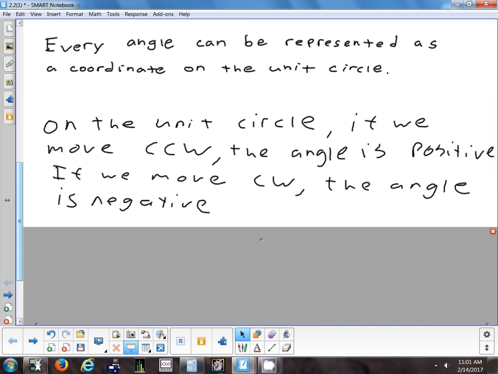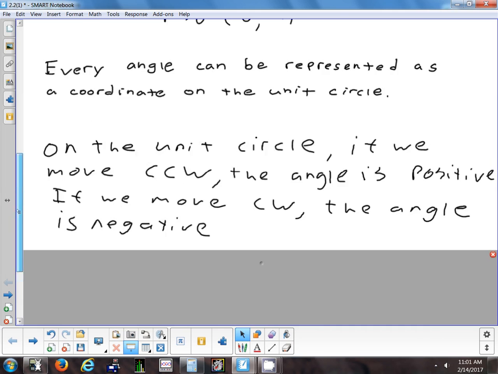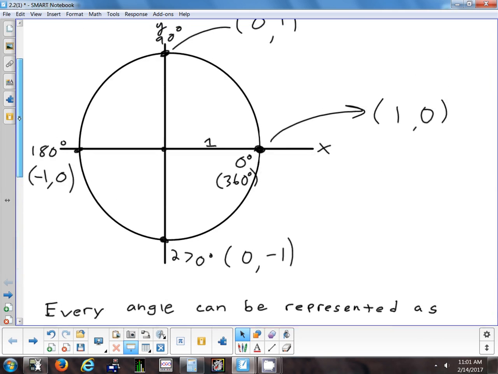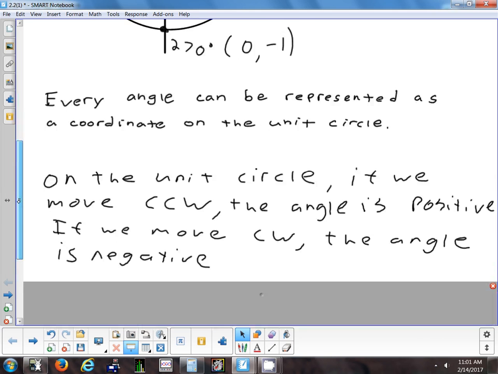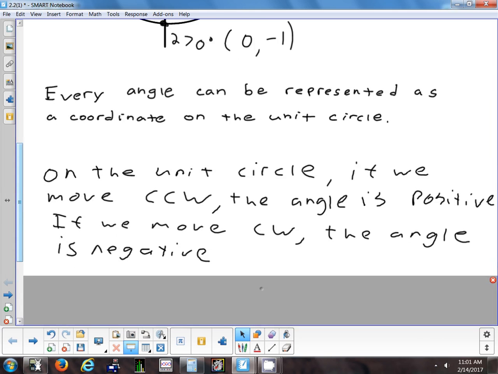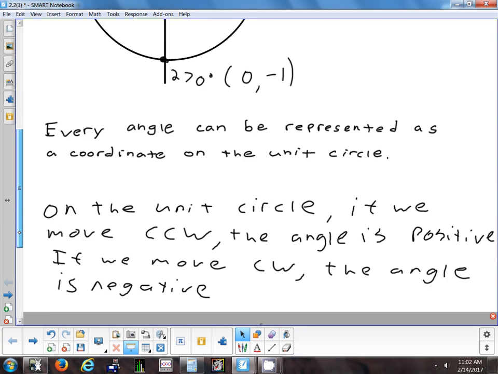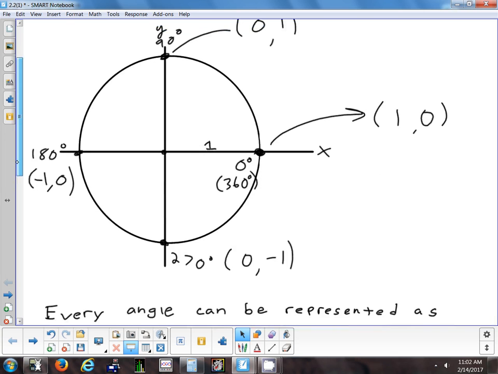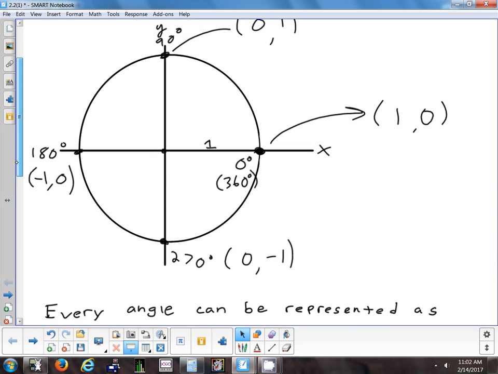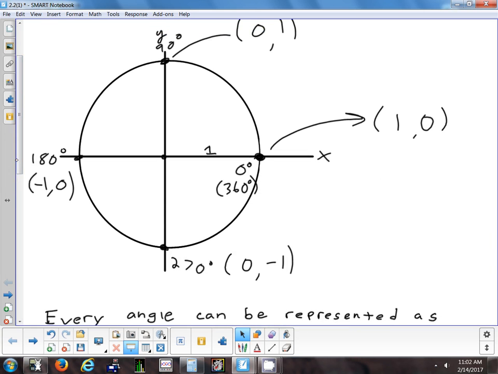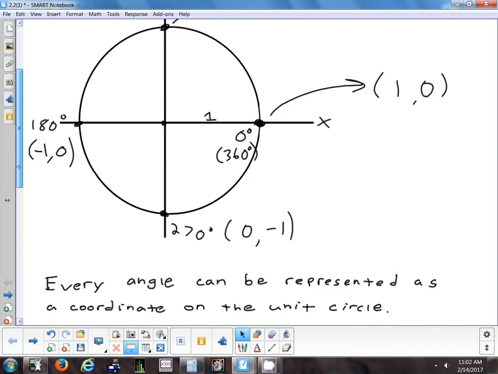Now, sometimes they might ask us a question about one of the angles I just mentioned, but it might kind of hide the fact we're talking about one of those angles. For example, if I asked you for the coordinates for 450 degrees, 450 degrees is really one of those four angles. Does anybody know which one of those four angles 450 degrees is? Yeah, it's the same as 90.